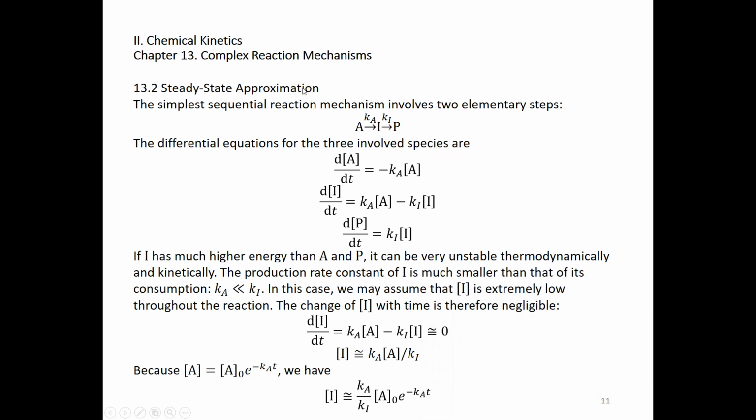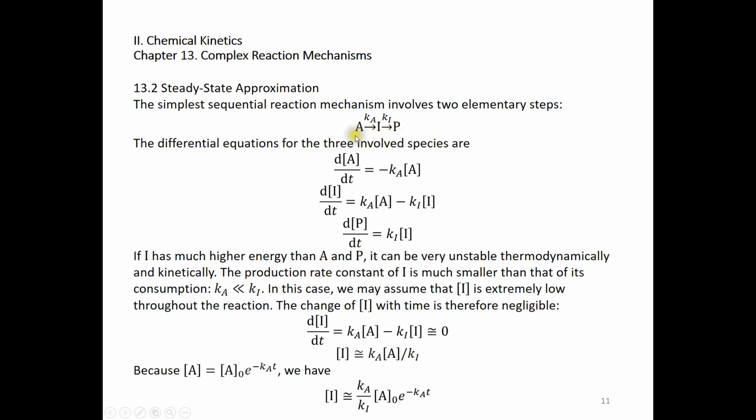Chapter 13, Complex Reaction Mechanisms. Section 13.2, Steady-State Approximation. The simplest sequential reaction mechanism involves two elementary steps.